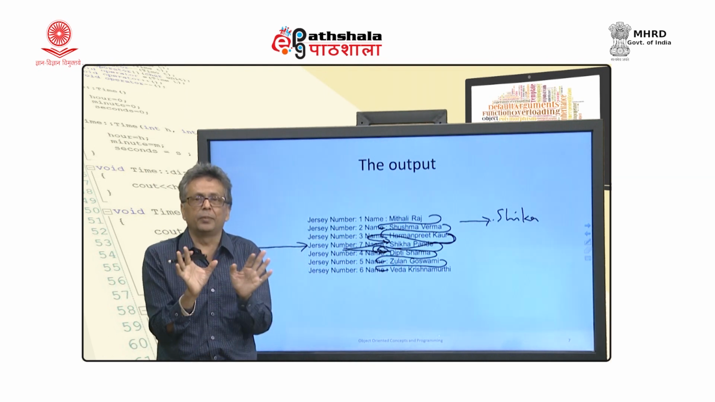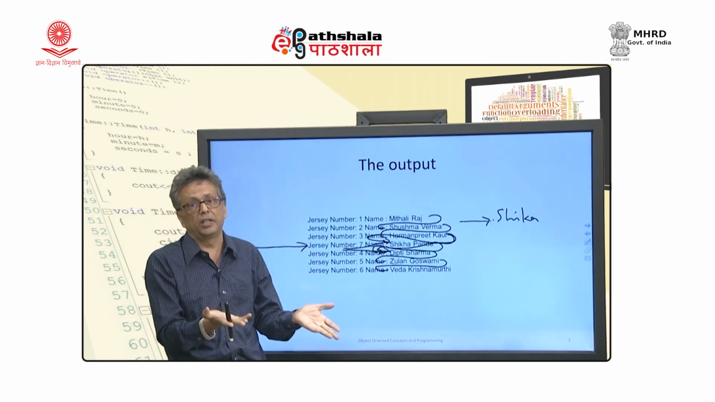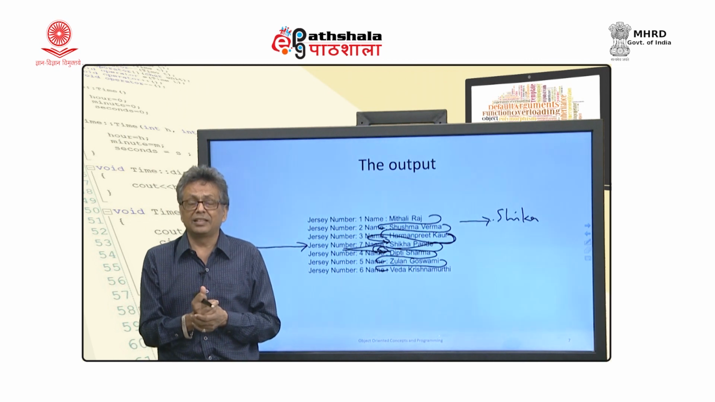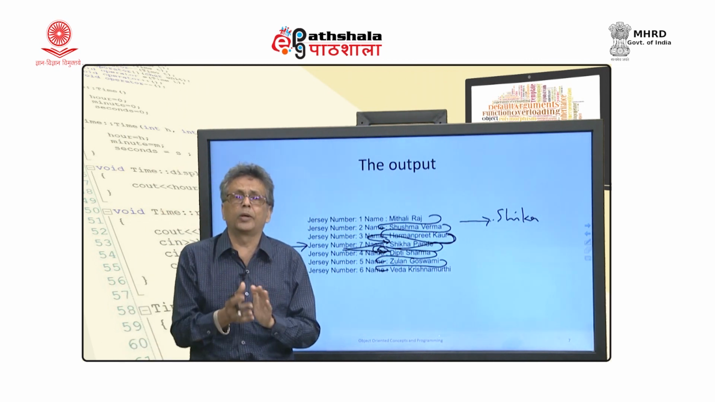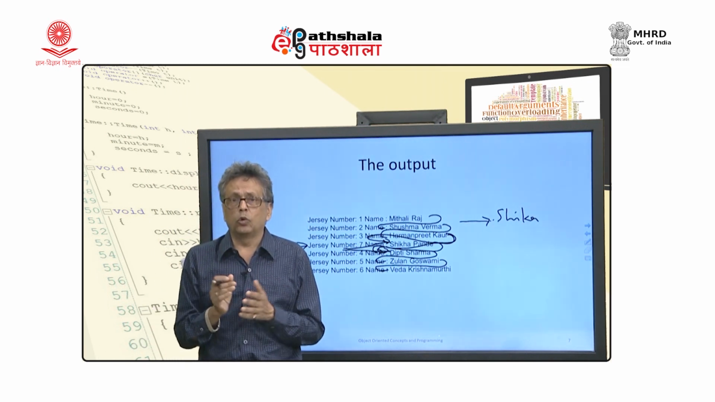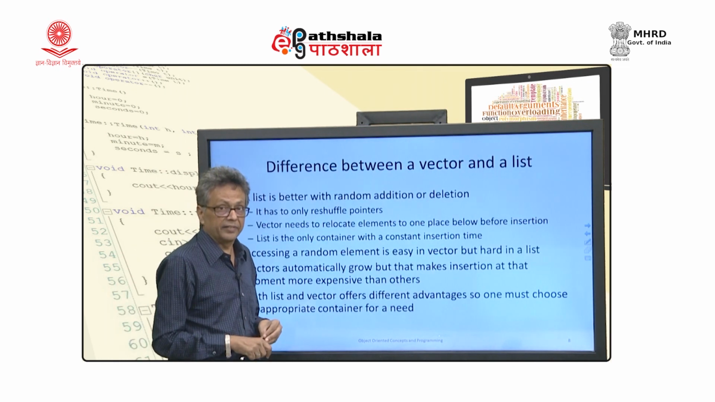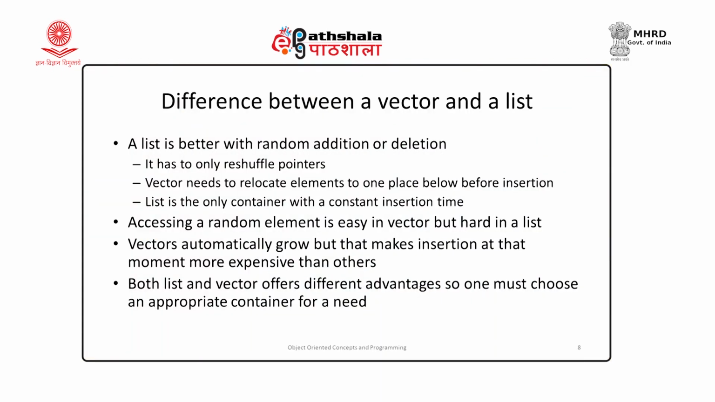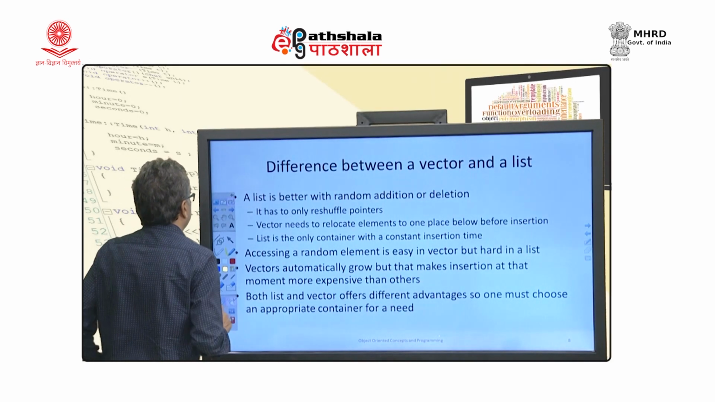I am not moving an element around, it is only pointers because it is a doubly linked implementation, and that is the reason why insertion and deletion in this particular container is of constant time. This is the only container where you get constant time as an insertion time. It has to only reshuffle pointers, as I said. Vector needs to relocate elements. So, that is also very critical for all of us to understand. Let me take an example.